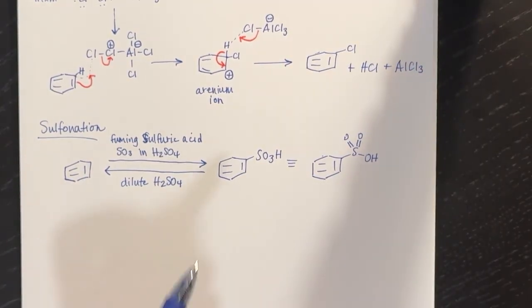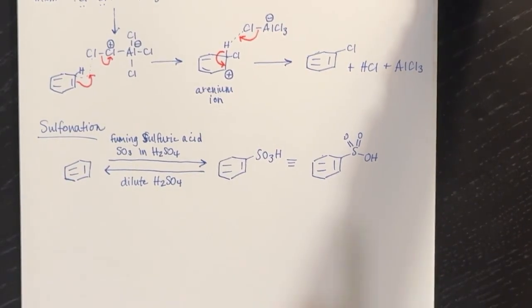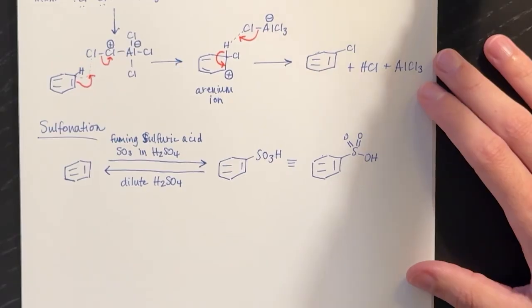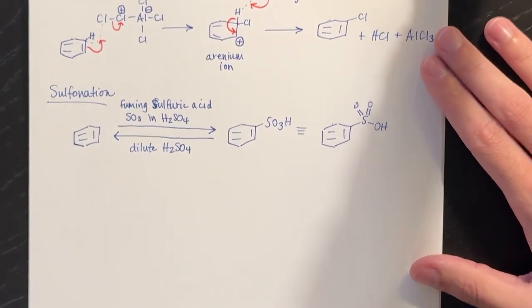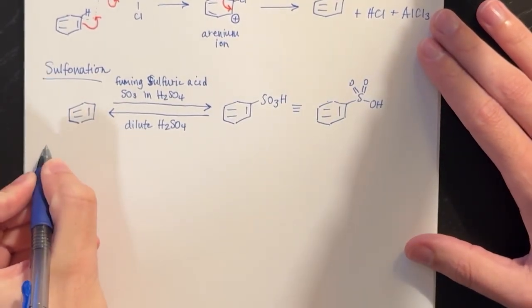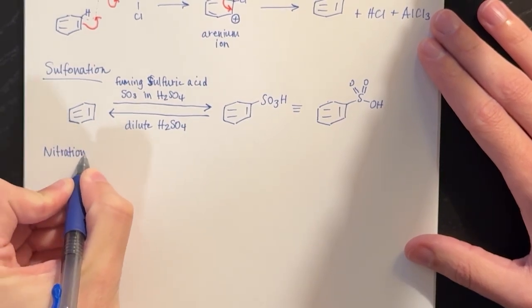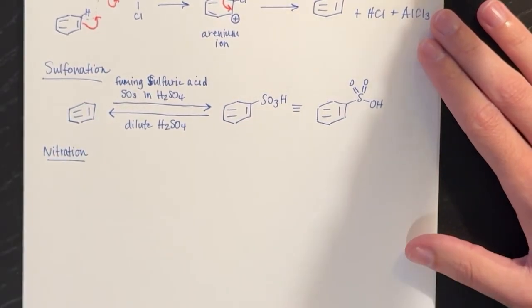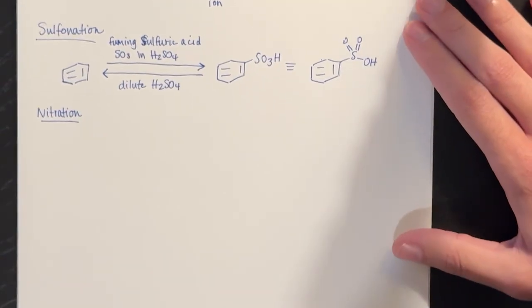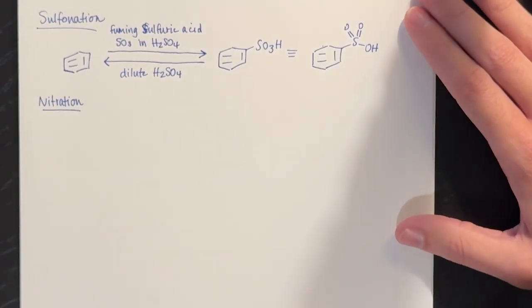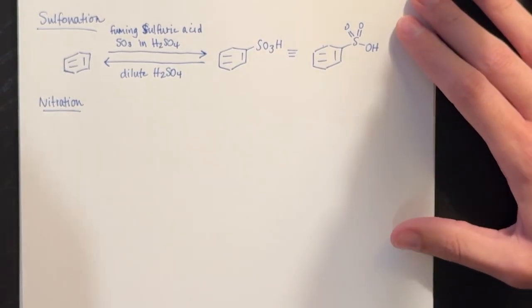The advantage of that is if you want to install a group on your molecule in order to do some other chemistry, and then you want to remove that group, this is an effective reaction for doing that. So that's sulfonation. Arguably a more important reaction is nitration. So in the same way, sulfonation attaches a sulfonate group, nitration attaches a nitro group.